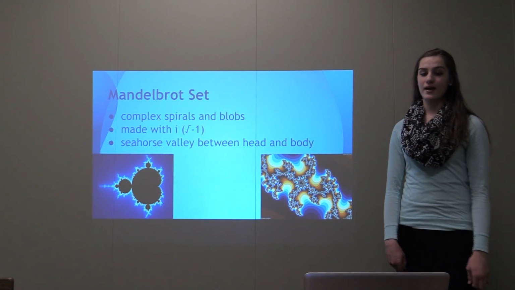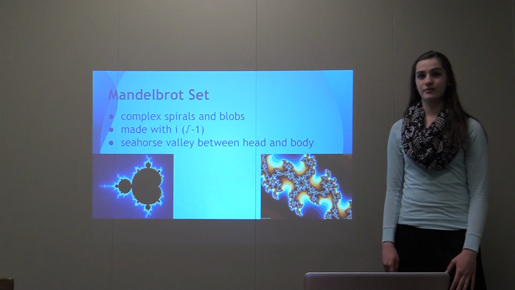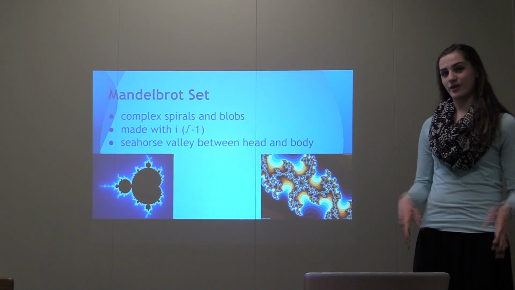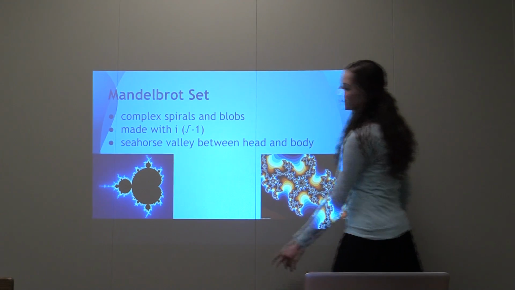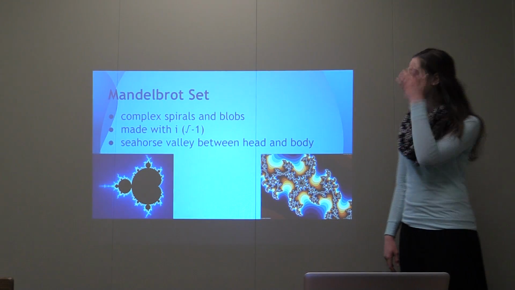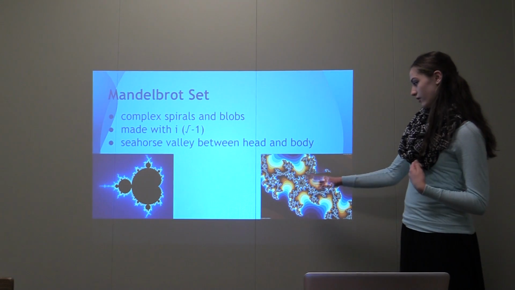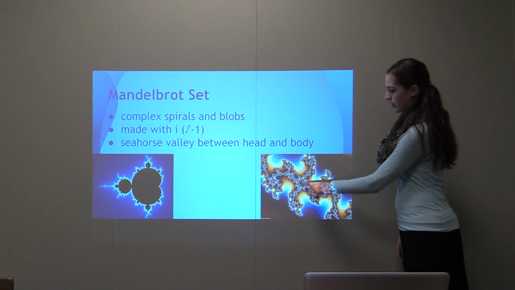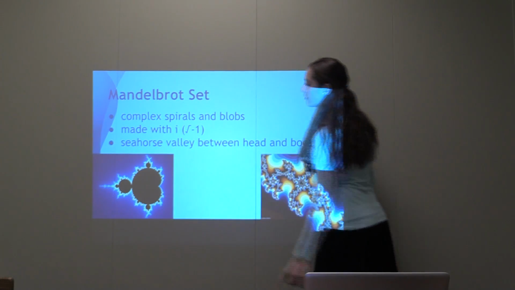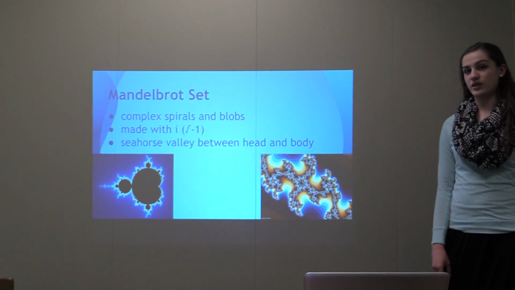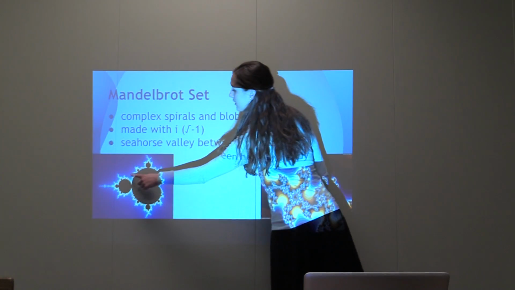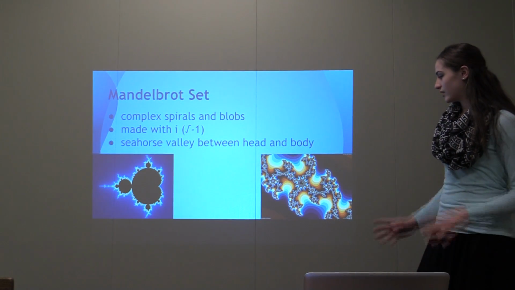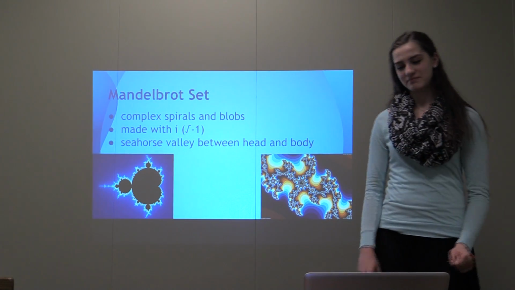The Mandelbrot set is made with i, the square root of -1, and it's very complex and pretty. All these black points are the points in the set. And all the colored things are just showing different values. You can see that this general shape is repeated. The seahorse valley is between the head and the body, so that'd be in this little area right here. And this is a close-up of the seahorse valley. It's just very spirally.